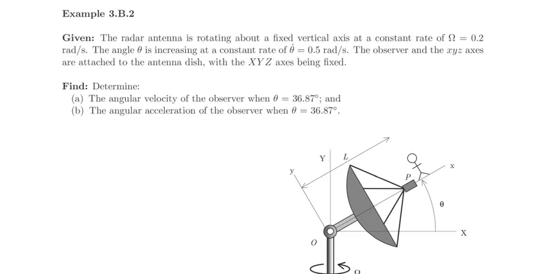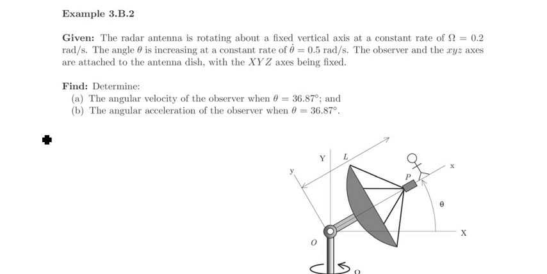Okay, so in this example we have a radar antenna which is rotating about a fixed vertical axis at a constant rate of capital omega, and we're told that the angle theta is increasing with a constant rate theta dot. We're told the observer and the little xyz axes are attached to the antenna dish, and the capital XYZ axes are fixed in space. Given this information, we're asked to determine the angular velocity of the observer as well as the angular acceleration of the observer for a given value of theta.